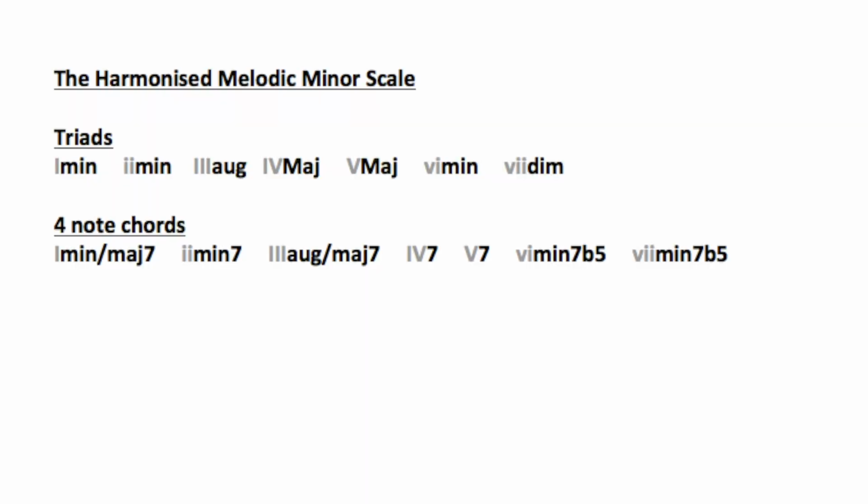If we harmonise melodic minor, we get these triads: minor, minor, augmented, major, major, minor and diminished. If we further harmonise them to get 4-note chords, we get minor major 7, minor 7, augmented major 7, dominant 7, minor 7 flat 5 and minor 7 flat 5.